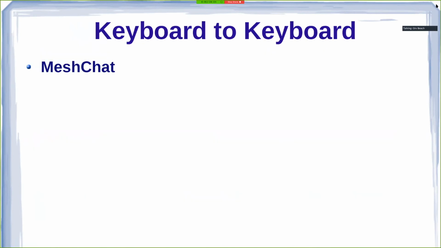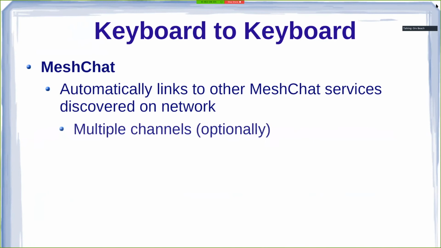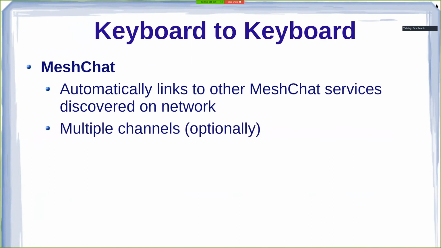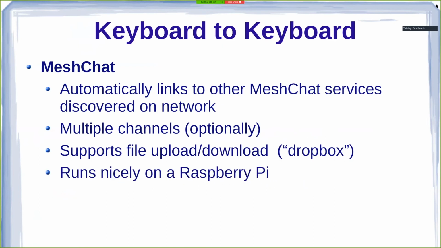There's an application written specifically for our mesh network. We call it a mesh network. That's a bit of a misnomer. It's just an IP network. It automatically finds other mesh servers on the network, so you don't have to manually connect them. That's a good thing. And it will spin off multiple channels if you want, same as the others. Supports file upload and download, which is pretty much your Dropbox thing. And it runs nicely on a Raspberry Pi.